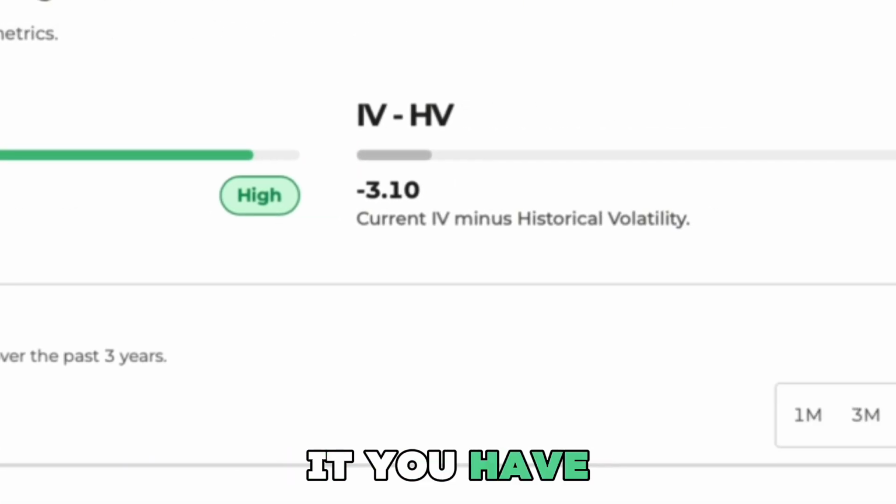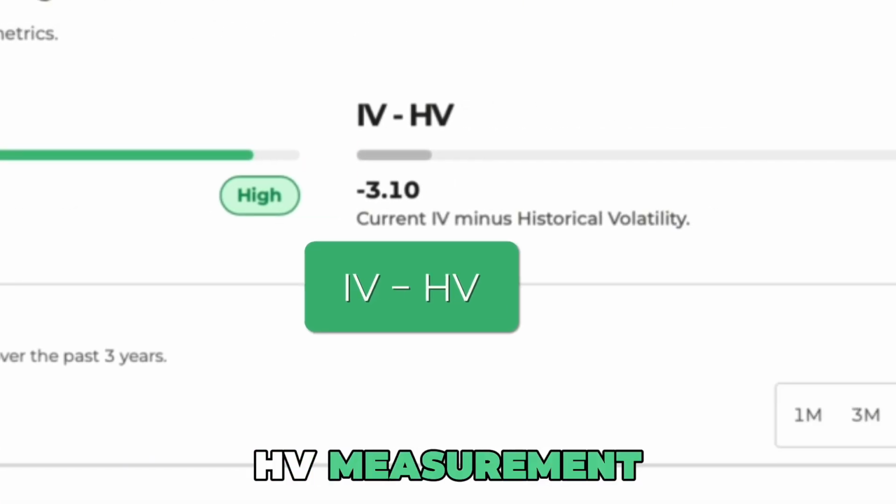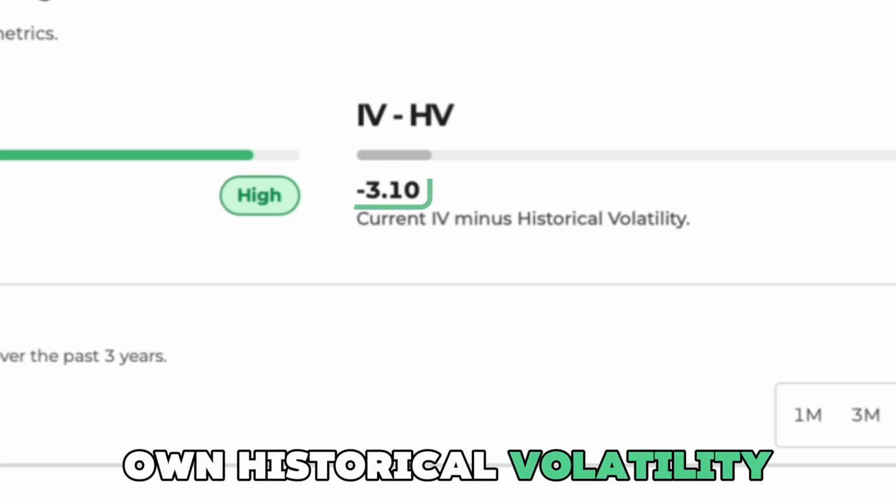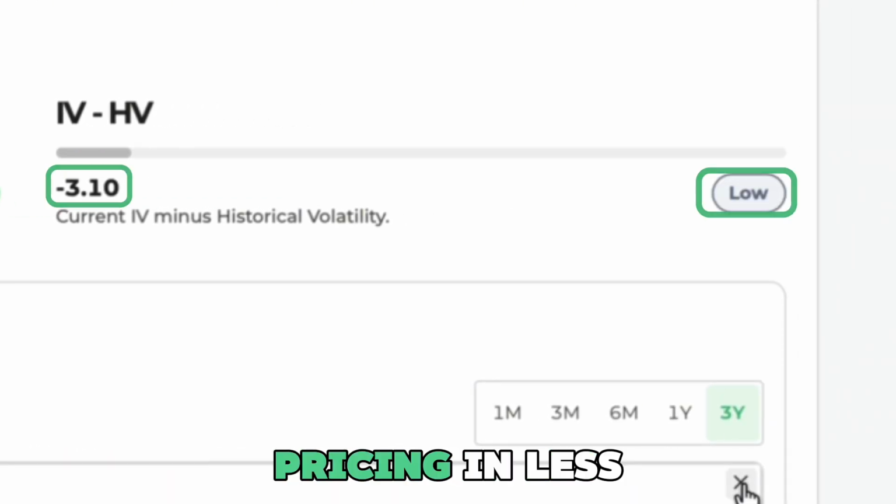Right next to it, you have the IV minus HV measurement. This is the implied volatility minus the stock's own historical volatility. Negative here means the market's pricing in less volatility than the stock recently delivered.